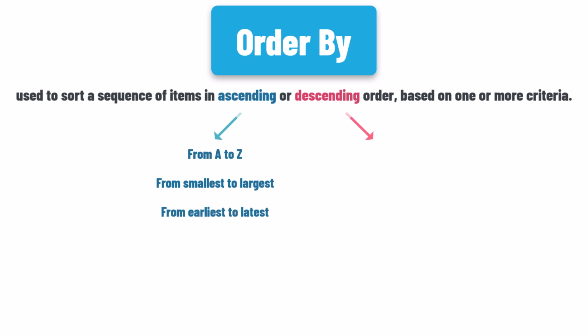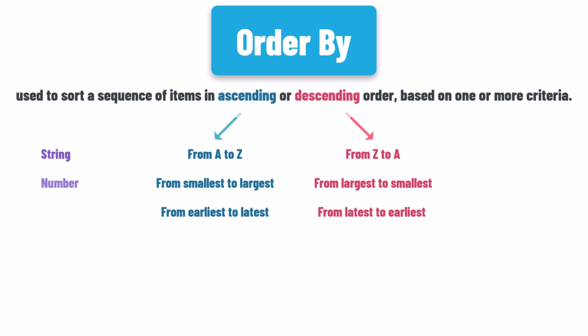Descending means that I want to sort the items from Z to A, from the largest to the smallest, or from the latest to the earliest. It depends on the data I want to sort. For example, if I want to sort strings in ascending order, they will be sorted from A to Z. If I want to sort numbers in descending order, they will be sorted from the largest to the smallest. If I want to sort dates in descending order, they will be sorted from the latest to the earliest.